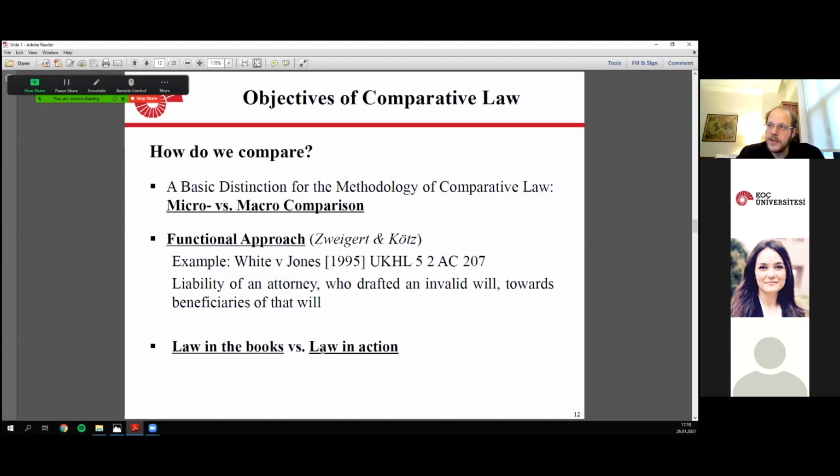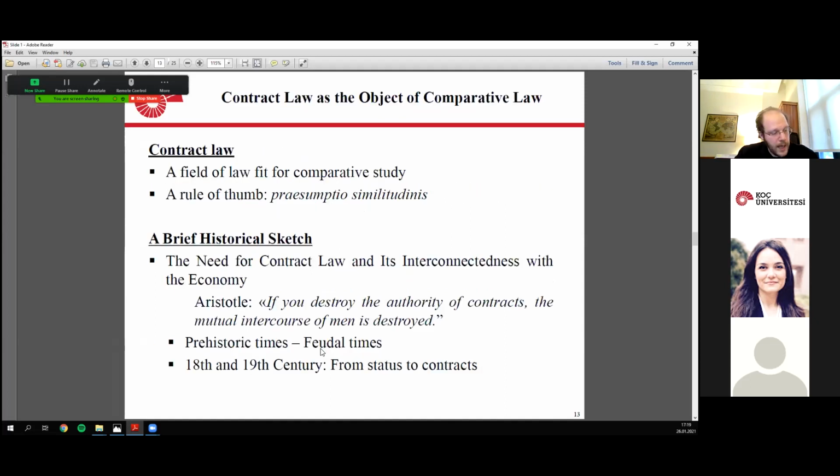So I will now come to the second part of my presentation, where I will talk about contract law as the object of comparative law. You may have noticed that I have already given examples from contract law and tort law in the first part, but now let's talk about contract law and why it is a good field to engage in comparative studies.